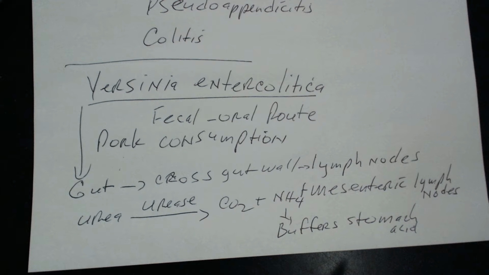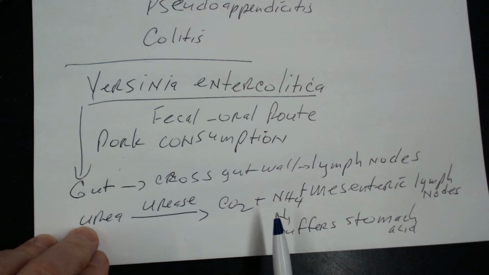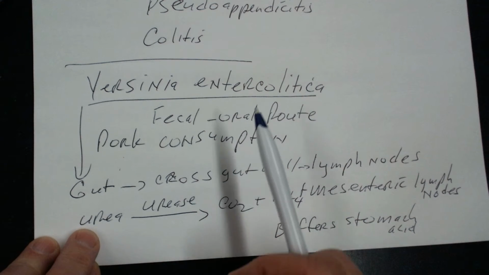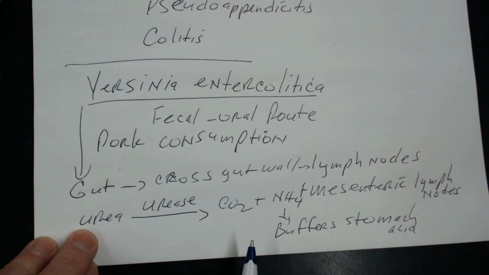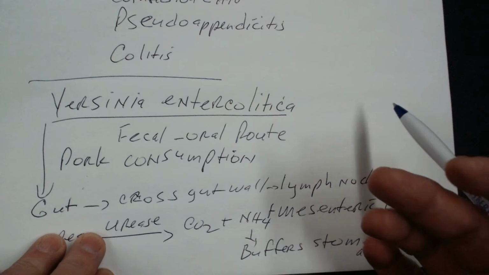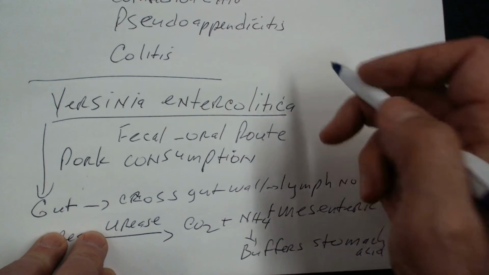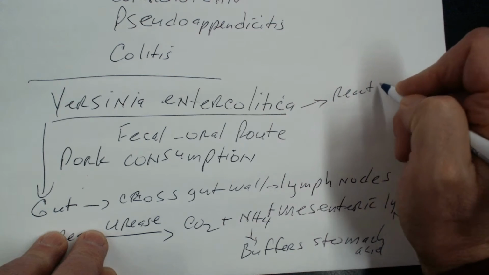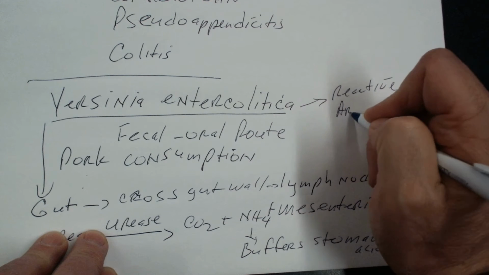So the organism can withstand white blood cells just like its cousin, Yersinia pestis. And the immune response to it can cross-react with this, and it can cause a reactive arthritis.